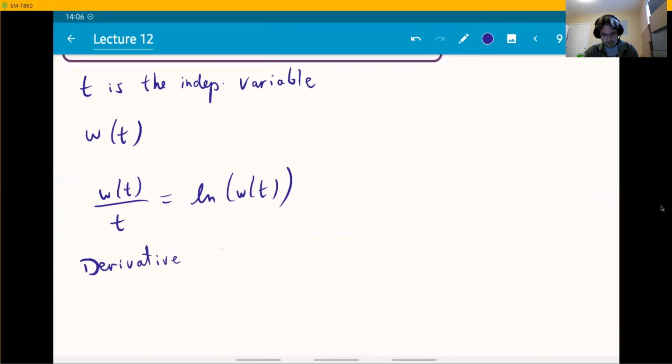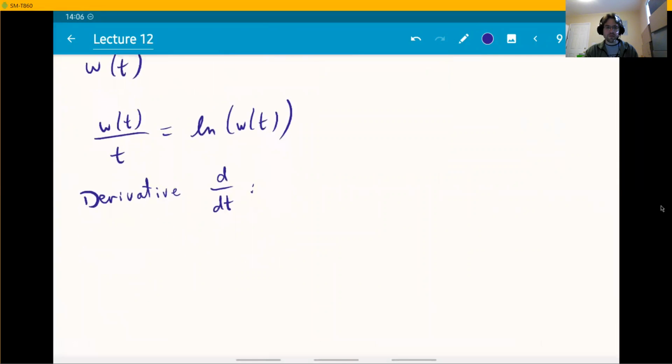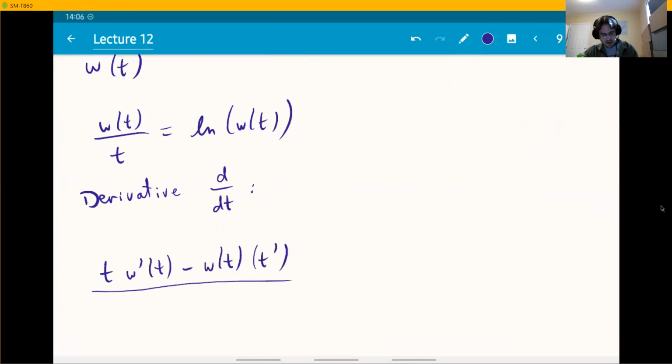And now you can try to take a derivative with respect to t. What is the derivative of this equation? On the left side, you have a quotient rule. So that's low d high minus high d low. Well, t prime is 1, over t squared, low squared.